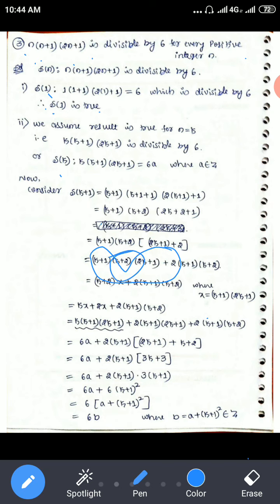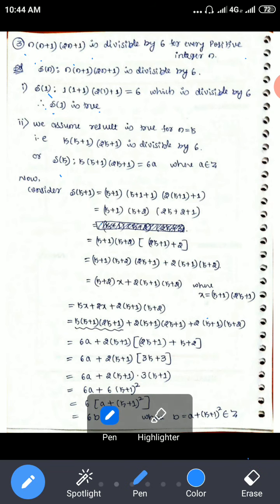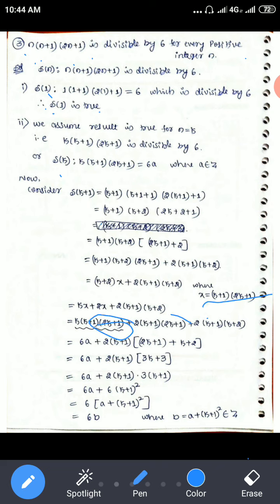So (k+2) into x, I am writing (k+2) into x. So that is 2 into (k+1)(k+2). So that is k into x, kx, 2 into x, 2x, plus 2 into (k+1)(k+2). So k into x, x means this term, again you write it; 2x, x means you write it this, plus 2 into (k+1)(k+2).